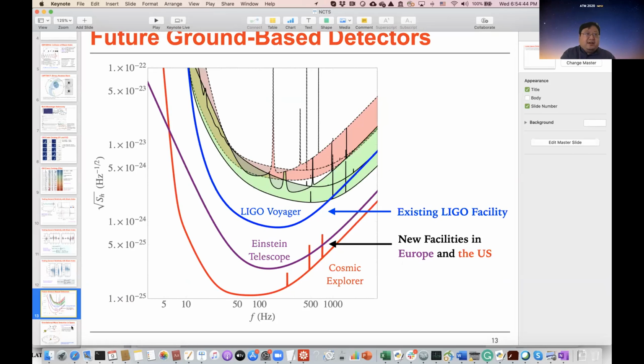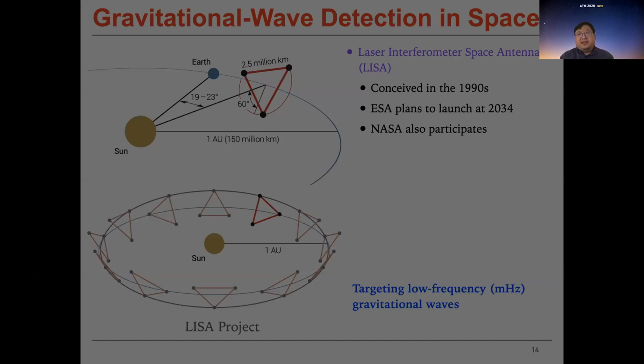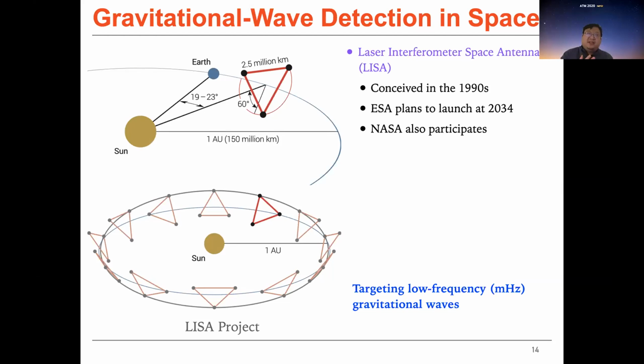Okay. So not only on the ground, there are also proposed space-based gravitational wave detectors. So as I mentioned, on the ground, we're looking for gravitational waves from several tens of hertz up to kilohertz. But in space, we will be able to probe gravitational waves that are in the millihertz band. So these will really target very low frequency gravitational waves that will be emitted by supermassive black holes merging, or by smaller stellar mass black holes plunging into supermassive black holes.